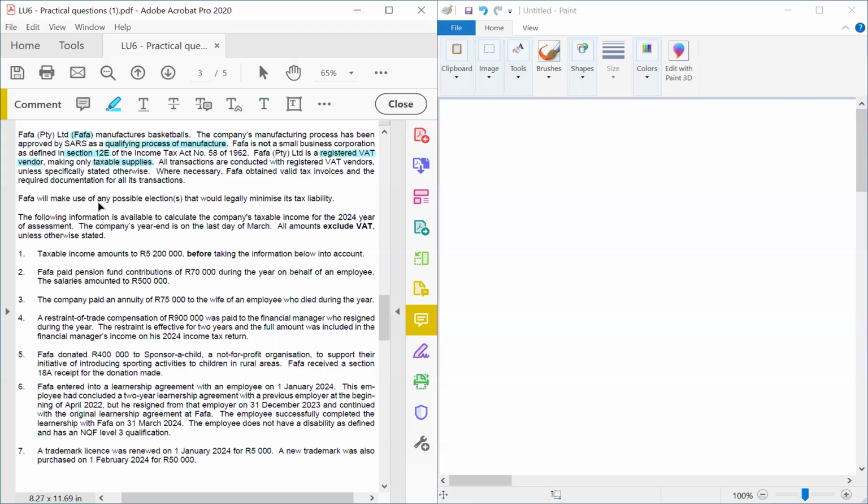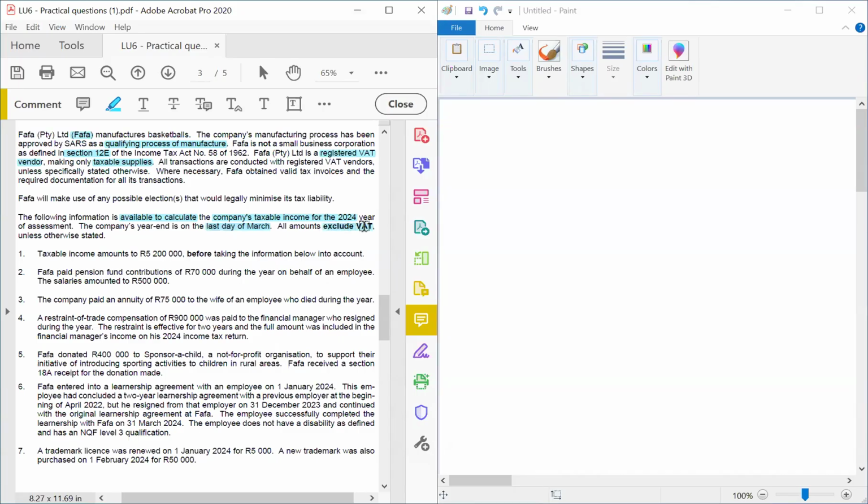Fafa will make use of any possible elections that will legally minimize its tax liability. The following information is available to calculate the company's taxable income for the 2024 year of assessment. The company's year end is on the last day of March. So all amounts exclude VAT.